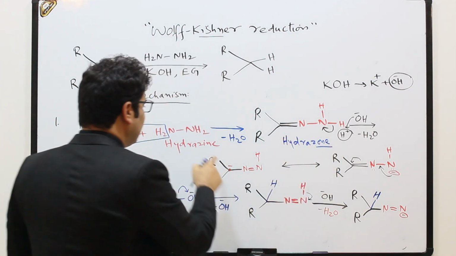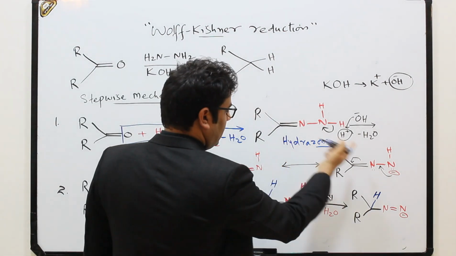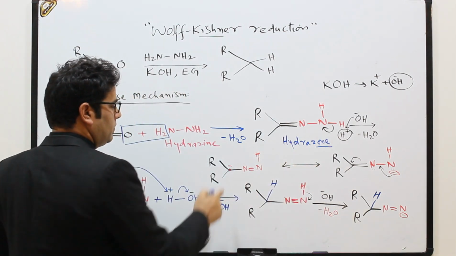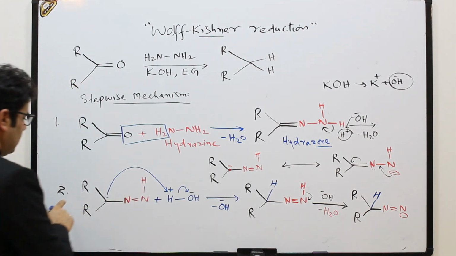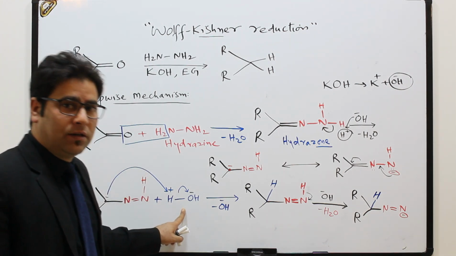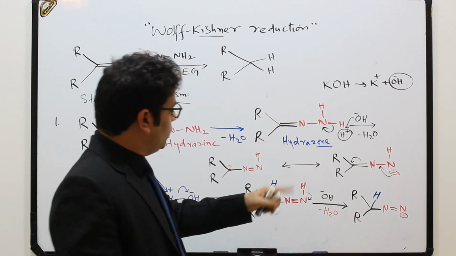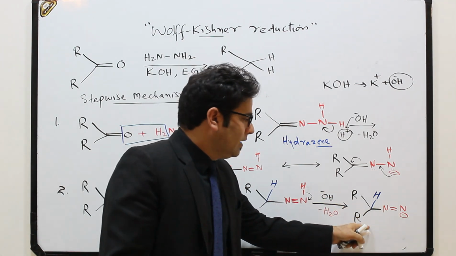So keep in mind, this is hydrazine. After reaction with a carbonyl compound, it will become hydrazone. Then there is a resonance formation of the molecule. This is the first step. In the second step, we take this molecule and again react it with the water which is already in the reaction mixture. We are going to get this molecule. After this, the base will also come to attack on this hydrogen. We are going to get this molecule.